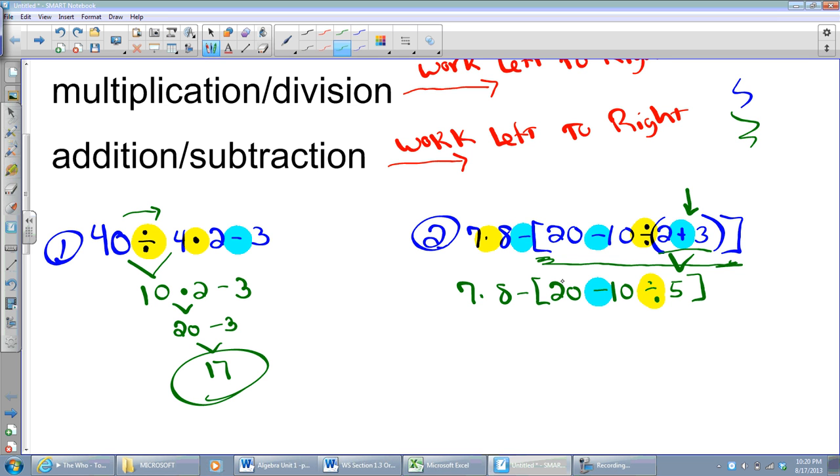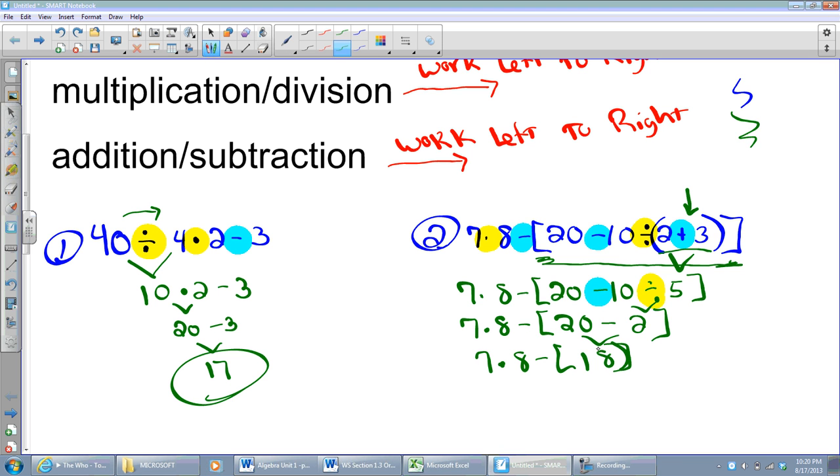7 times 8 minus the quantity of 20 minus 2. Okay. Still working inside the parentheses, I'm going to have 7 times 8 minus, and I'll have 18.